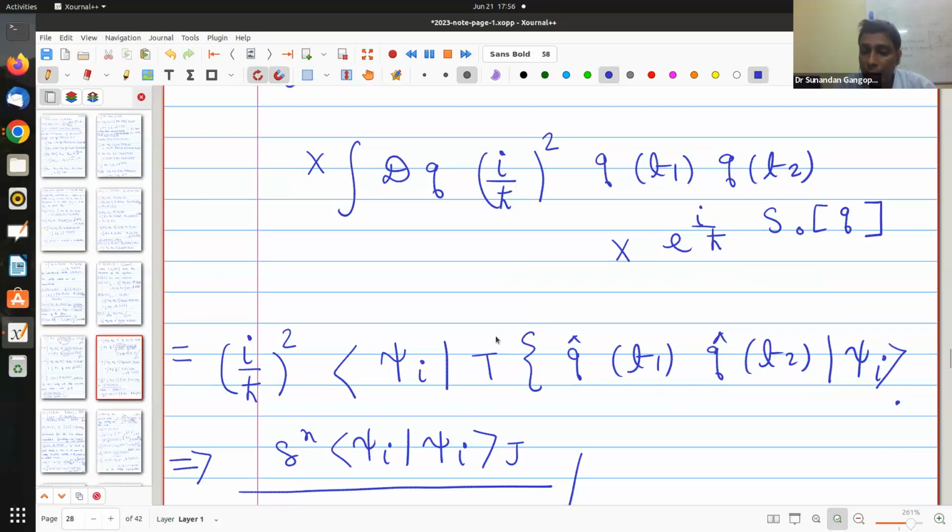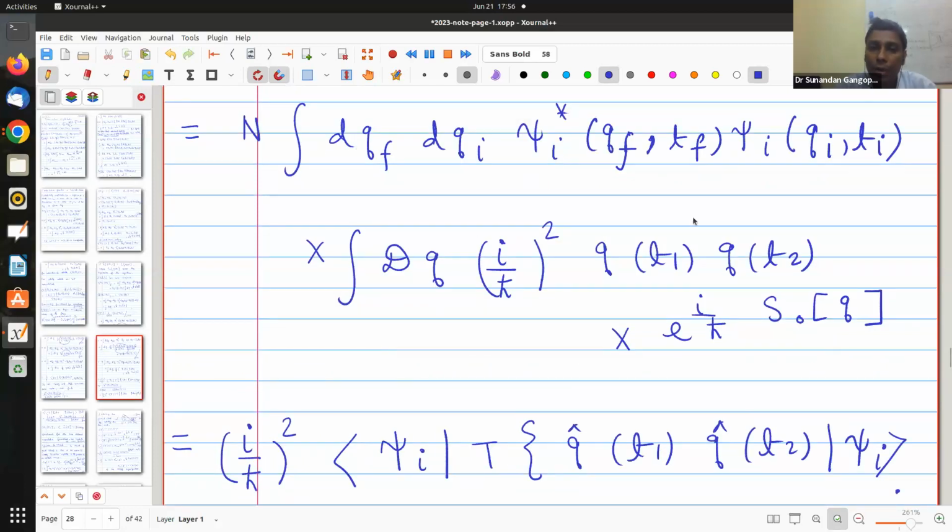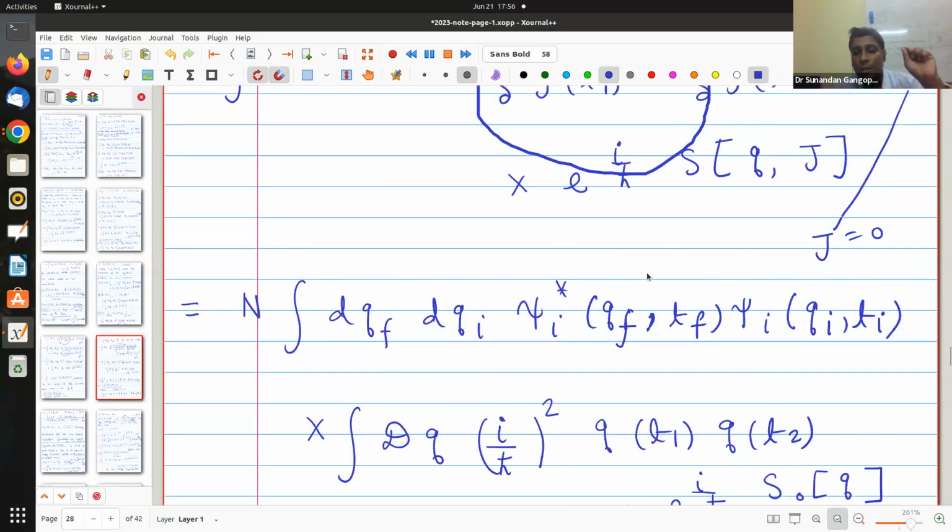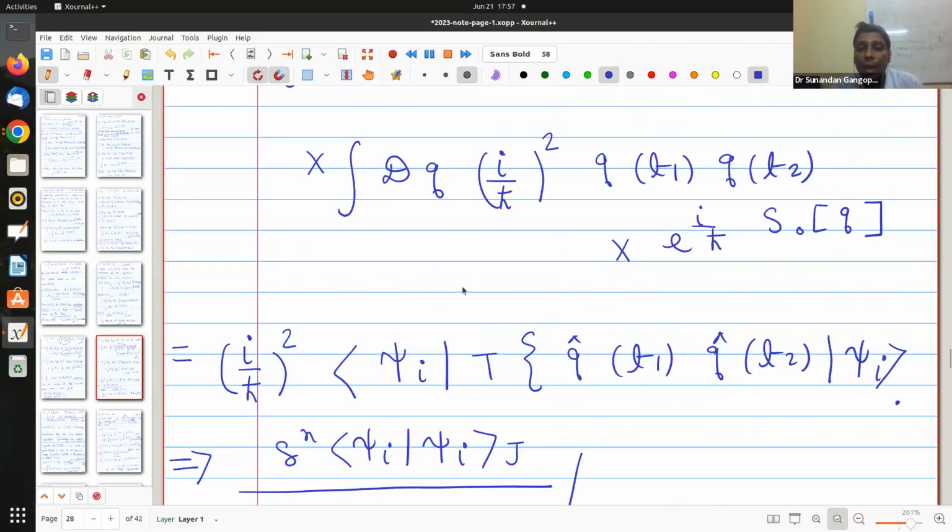Why? Because when we started the lecture, if you remember carefully, we proved that the expectation value of this operator between this state is equal to this expression. And therefore what we have shown is that if we functionally differentiate the overlap of ket psi I and bra psi I in the presence of the source j with respect to the external source j, and set j to 0, we land up at this expression. But this expression is nothing but the expectation value of the time ordered product of these two operators.